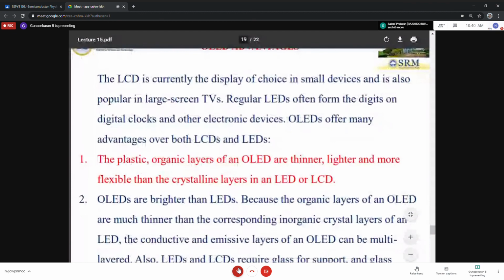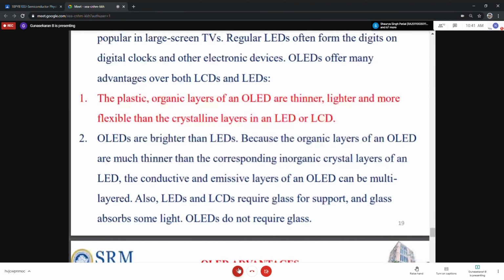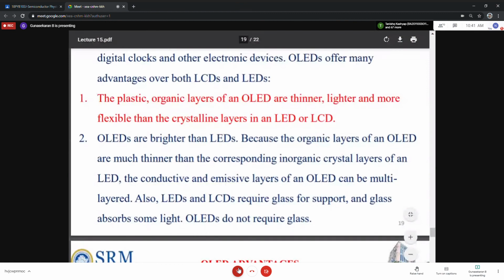Okay, see here, because of the organic layers of OLED, you get much thinner layers than the corresponding inorganic crystal layers, especially in your normal LED. So the conductive and emissive layers of OLED can be multi-layered also. Due to this, you get the maximum brightness compared to normal LEDs. And LEDs and LCDs require glass for support, but the OLED does not require glass. That is plastic. Even in the plastic, it is okay. The glass absorbs some light, but OLED does not require any glass materials.